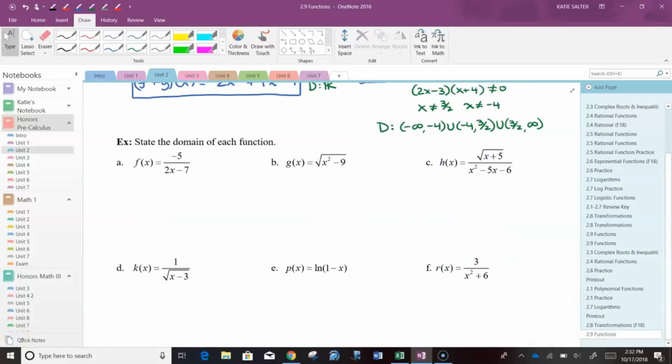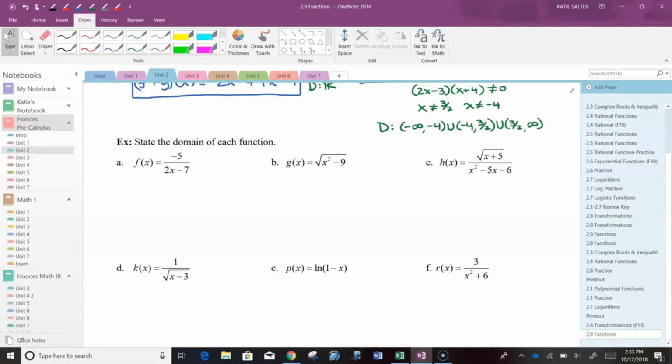Okay, so let's apply that to finding the domain for functions that have already been put together. Starting out with this first one, we have to ask ourselves, is there a variable in the denominator? Is there an even root radical? Is there a logarithm? If none of those things apply, then the domain is just all real numbers.